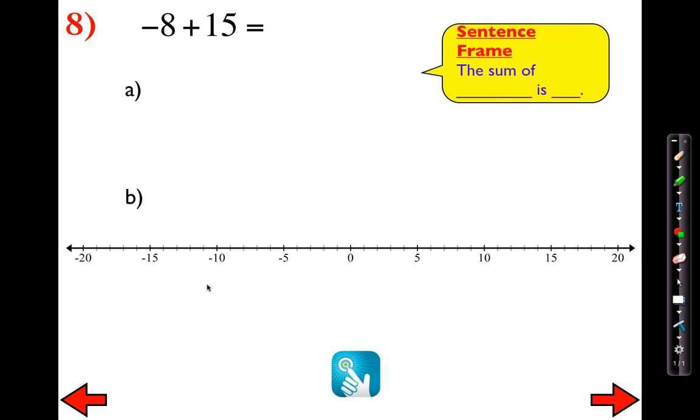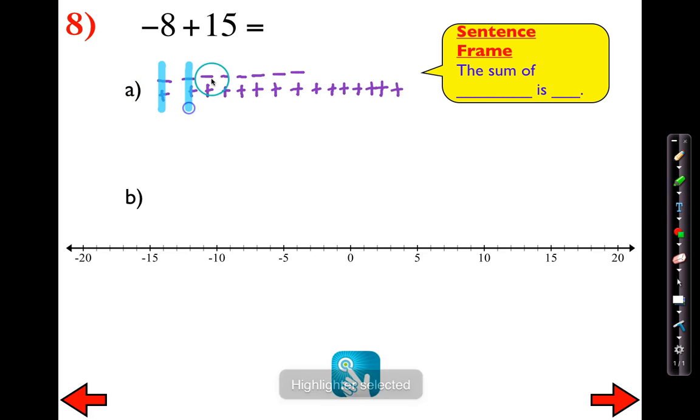Okay, once again, I want you to pause the video and try number 8 by yourself. Okay, so first starting with the symbols, let's draw them in. We have 8 negatives. We're going to add 15 positives, so let's add that. Now we're going to cancel out our 0 pairs because they make zeros. There's 8, leaving me with a total of 7 positives.